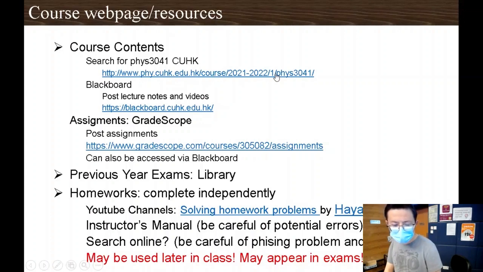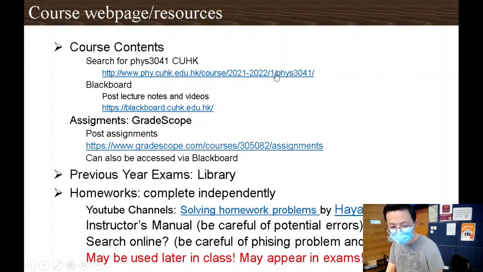Also, you can find a lot of solutions to the Griffiths problems in the instructor's manual. But I want to warn you not to simply copy and paste, because there are potentially some errors. I might pick up a problem from Griffiths where the answer in the instructor's manual has a typo, and if you copy this typo, then this is a serious problem.